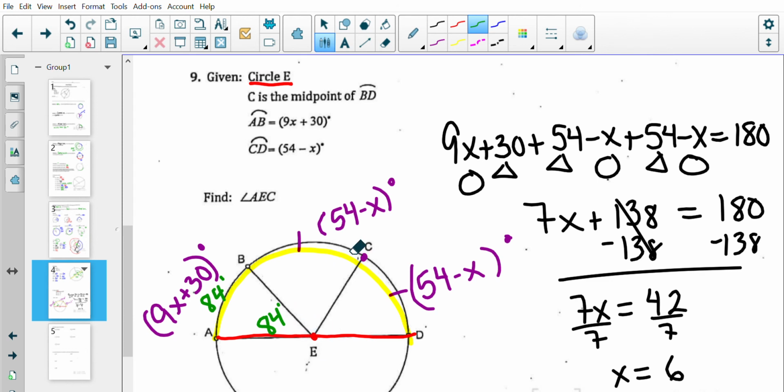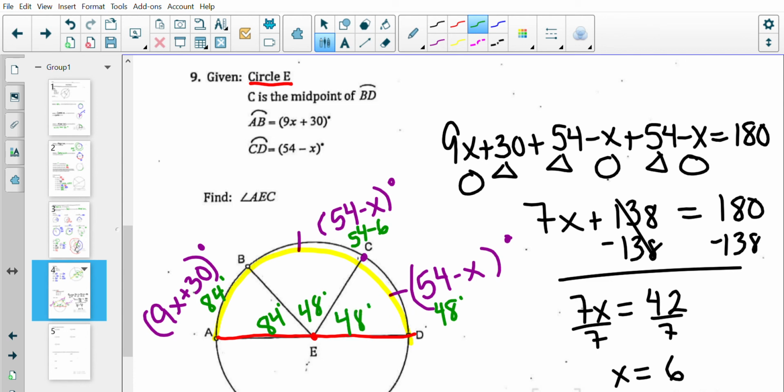Now let's go to BC. So we're 54 minus 6, 54 minus 6, which is 48. Which means the central angle is 48 and angle CED is also 48.